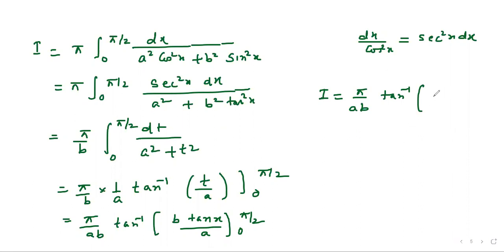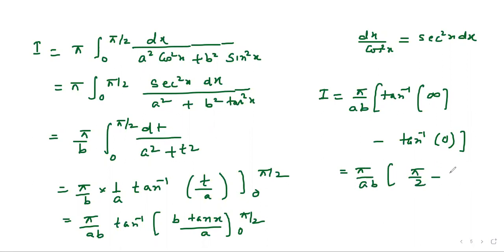So this will become tan inverse infinity minus, when we put 0, we will get tan inverse 0. But tan inverse infinity means pi by 2. So pi upon ab times pi by 2 minus tan inverse 0, which is 0. So we get pi square upon 2ab, which is our answer.